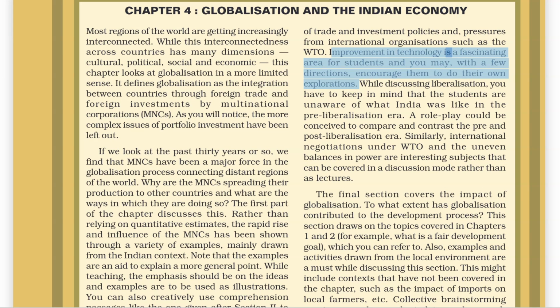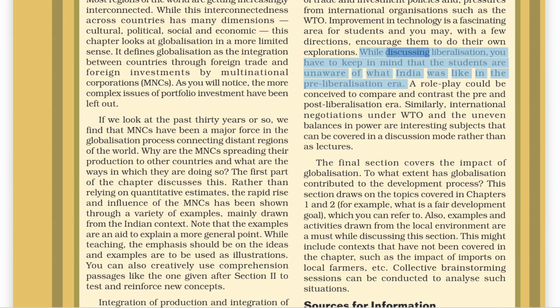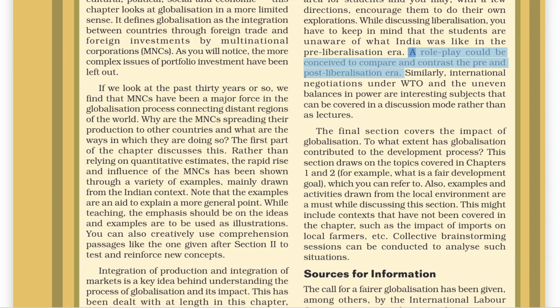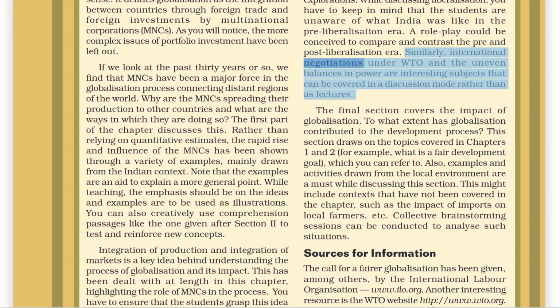Improvement in technology is a fascinating area for students, and you may, with a few directions, encourage them to do their own explorations. While discussing liberalization, you have to keep in mind that the students are unaware of what India was like in the pre-liberalization era. A role play could be conceived to compare and contrast the pre- and post-liberalization era. Similarly, international negotiations under WTO and the uneven balances in power are interesting subjects that can be covered in a discussion mode rather than as lectures.